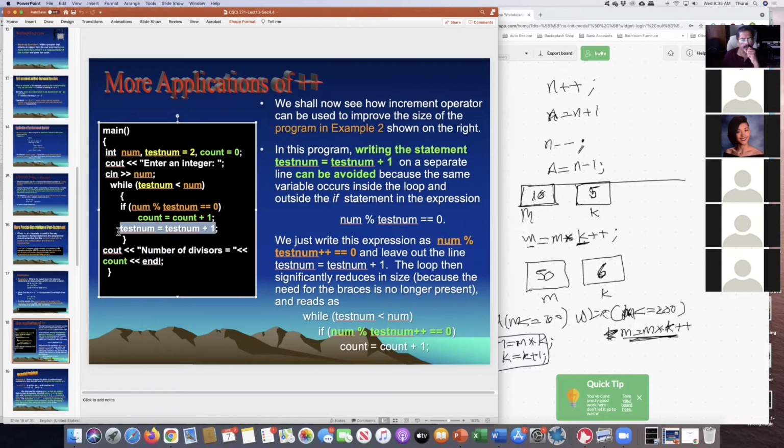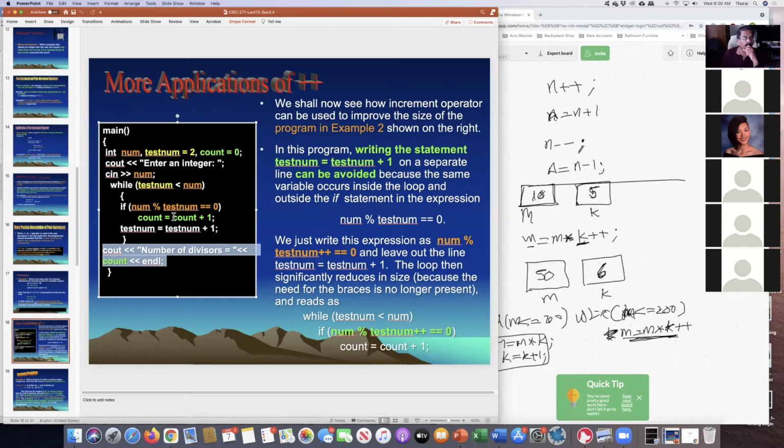So test num changes, and with the new test num, if test num is still less than num, then I'm testing that number. And if it is a divisor, counter goes up. Otherwise, counter doesn't go up. In either case, test num goes up to the next. So this loop continues to test all the numbers from 2 to 1 less than the given number and counts how many divisors there are. And then when the loop ends, I'm writing the answer here. Okay, that's the program we wrote in the last class to count the divisors.